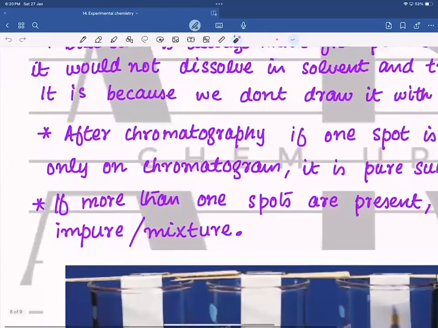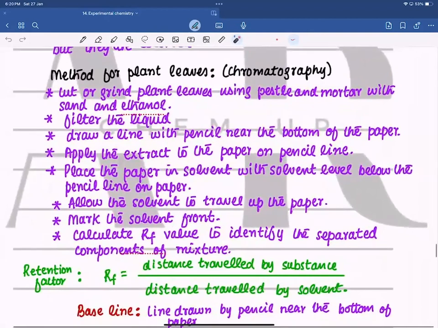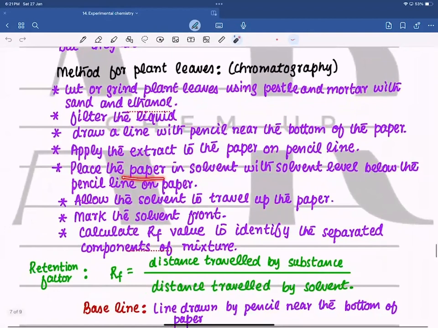After drawing the pencil line, we apply the extract to the paper on the pencil line and then place the paper in the solvent. This whole process is asked in Paper 2 for 4 or 5 marks, on how to perform chromatography. So you have to write down these points.